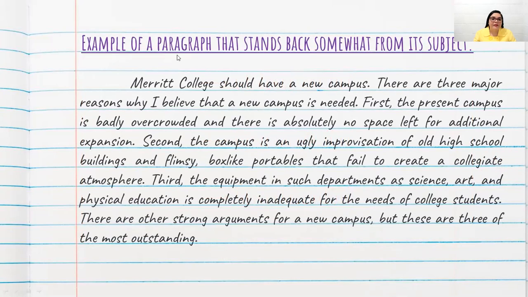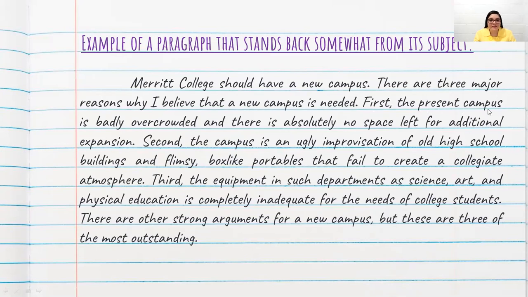Now, this is an example of a paragraph that stands back somewhat from its subject. But why does this happen? Mary College should have a new campus. This is essentially the idea that I want to discuss, but here you see the details. There are three major reasons why I believe that a new campus is needed.